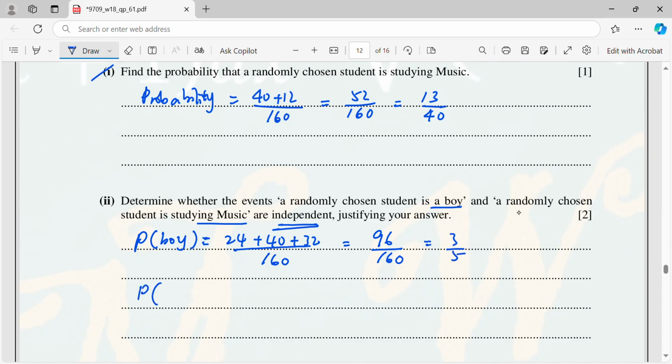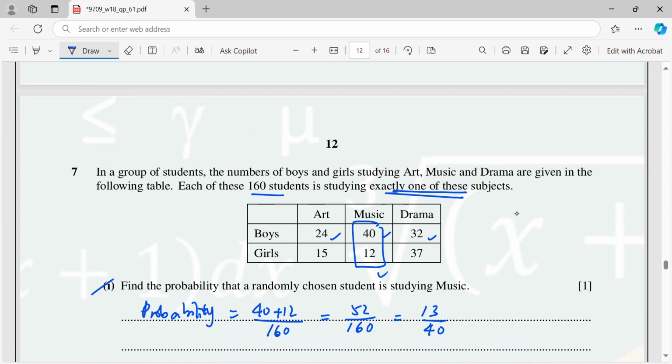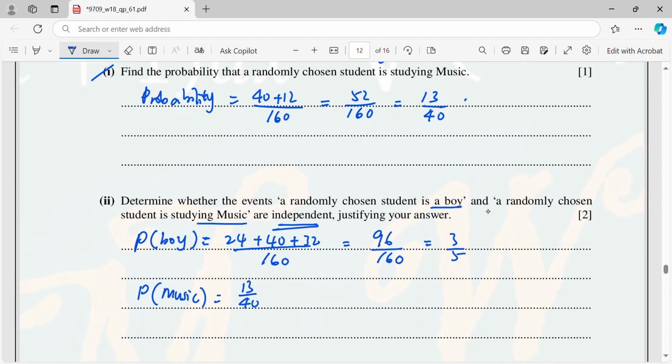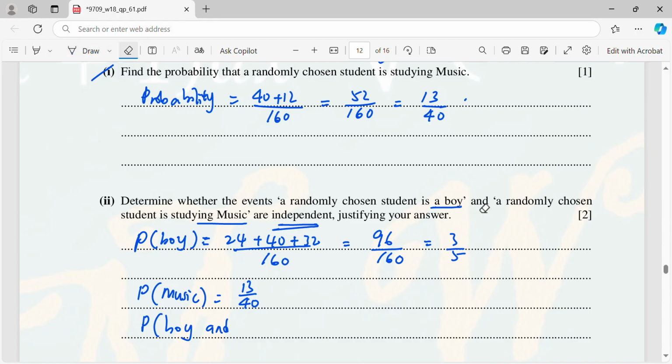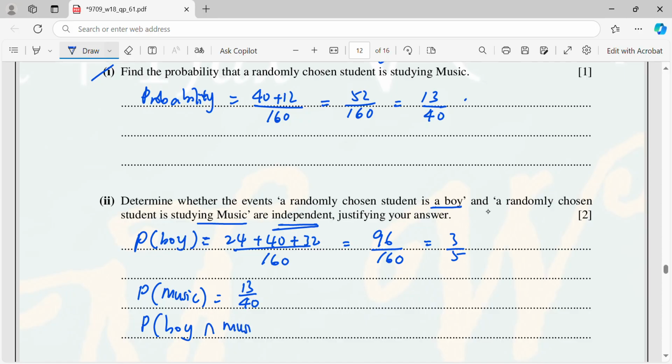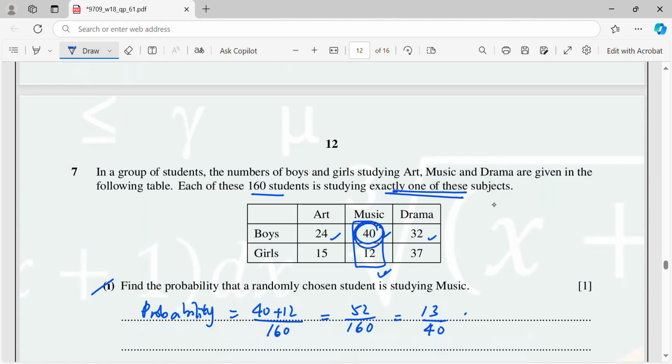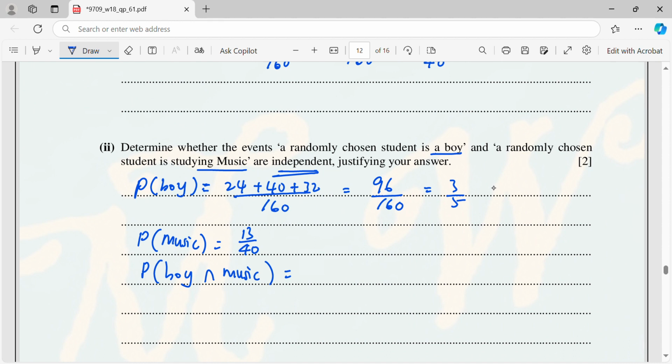Now the probability of studying music, we already found in the previous part. That is 13 over 40. Now I need to calculate the intersection probability between boy and music. According to the table, boy and music is only 40. So 40 out of 160, which is 1 over 4.